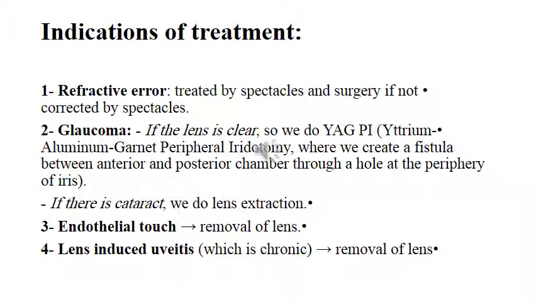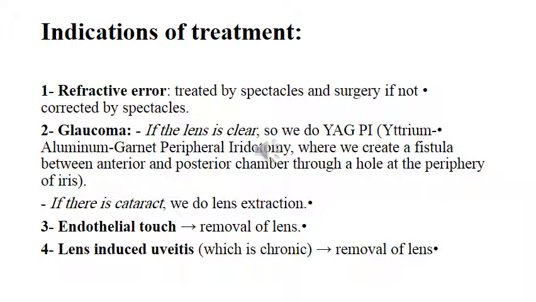For glaucoma, if the lens is clear, we can try doing a laser-made opening in the peripheral iris. We call it YAG laser iridotomy. Iridotomy means we create an opening in the peripheral iris using a laser machine. This will abort some types of pupillary block glaucoma and might alleviate the condition. But if the lens is cataractous, we do lens extraction.